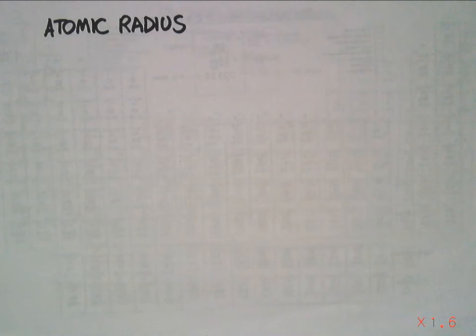Now, not all atoms are the same size. Some are big and some are small. We can use the periodic table to compare the sizes of different atoms. Why do we care? The farther the valence shell is away from the nucleus, the more weakly the electrons are attracted to the nucleus and the more easily they can be pulled off. And this can be used to explain reactivity trends.